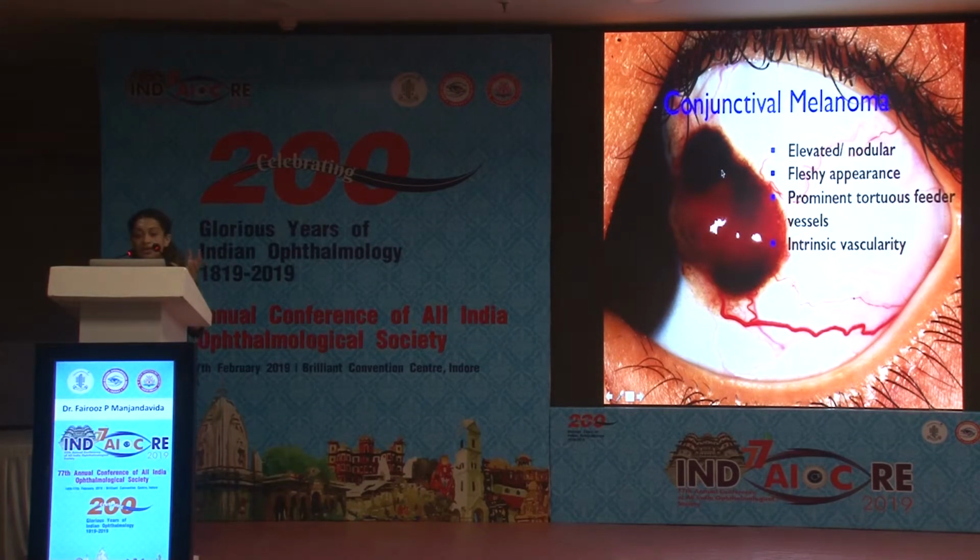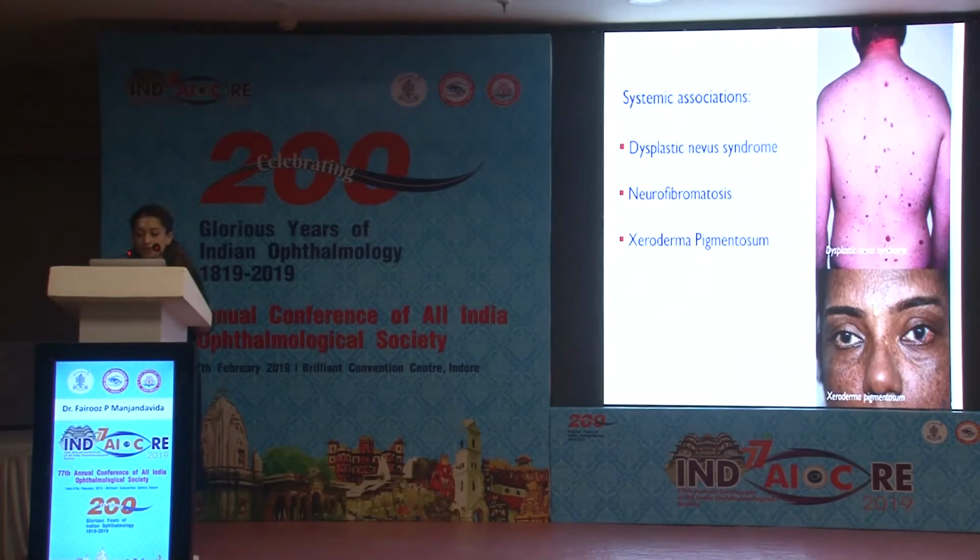So when a lesion turns darker, more nodular, more elevated, with this fleshy appearance and thick, large feeder vessels, then it can be a conjunctival melanoma. So these are the characteristic clinical features of conjunctival melanoma.